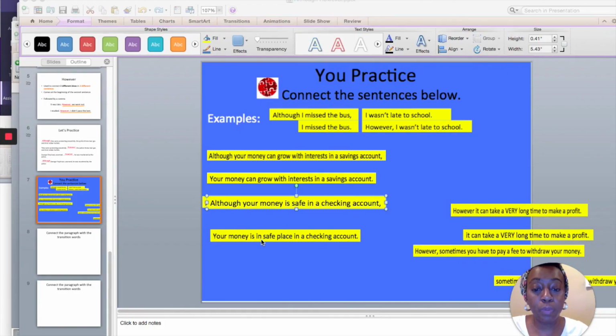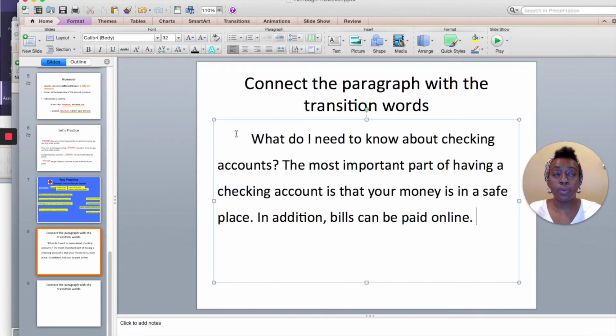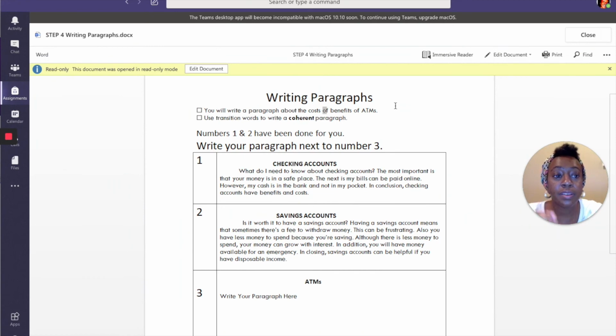Your money is in a safe place. So the use that we want to use.